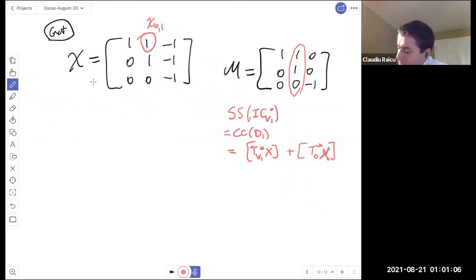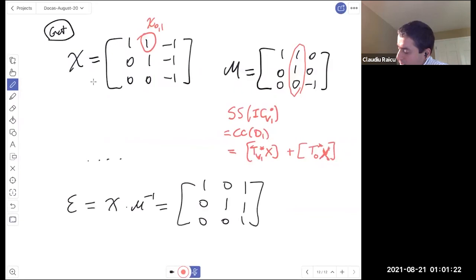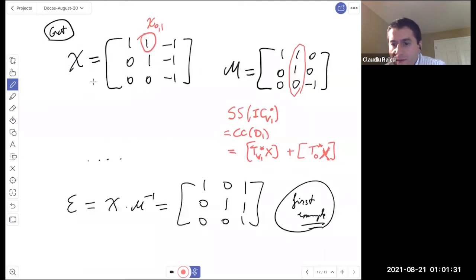Okay? And so then, with even more work, apply the local index formula, and then we're going to get the matrix (1, 0; 1, 0; 1, 1; 0, 0). This was the first example that we looked at. Okay, so let me stop here.